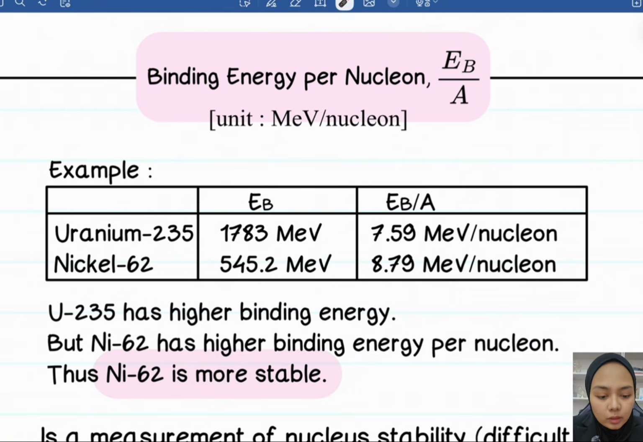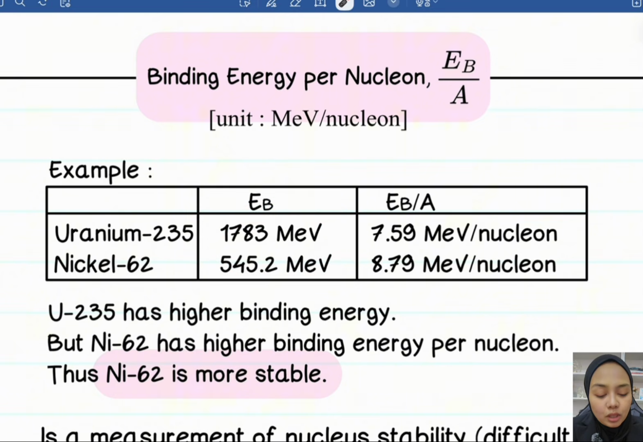Now let's go to another quantity called binding energy per nucleon, or EB over A. The unit is mega electron volt per nucleon. I'm going to give you an example. You have uranium-235, whose binding energy is 1783 mega electron volt. And we also have nickel, which is 545.2 mega electron volt. Now, looking at these two numbers, it seems like uranium has more energy.